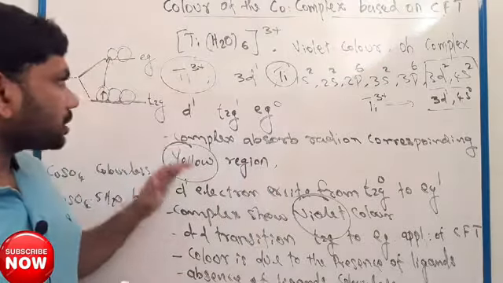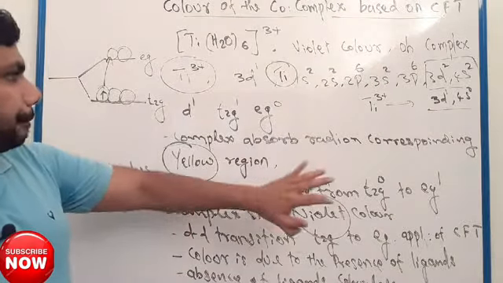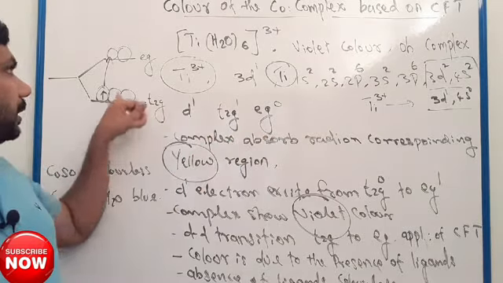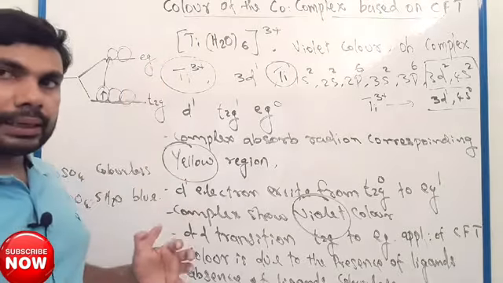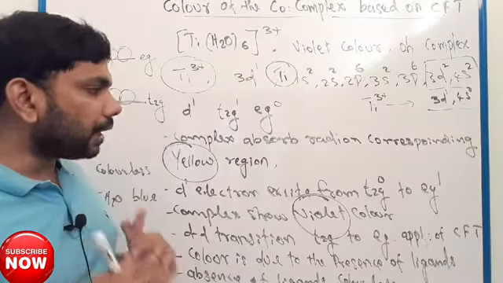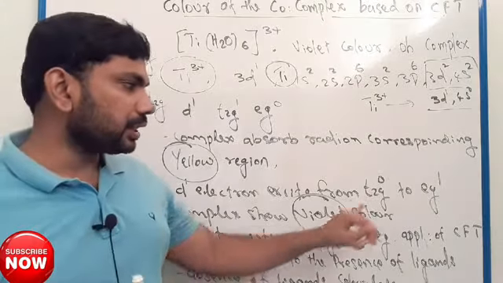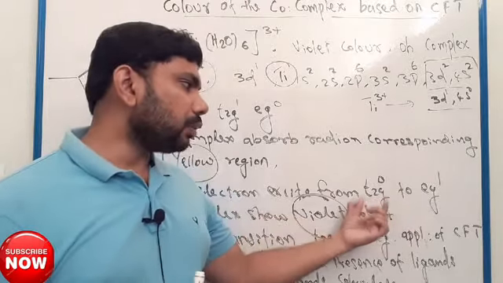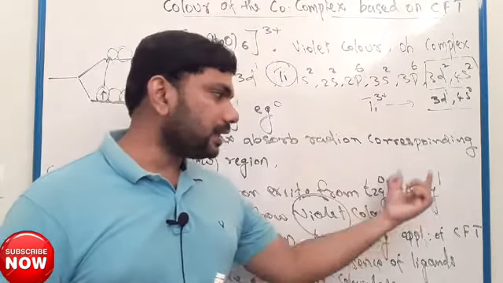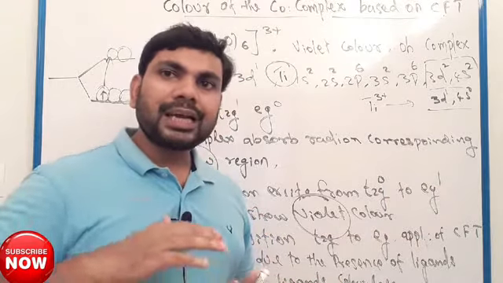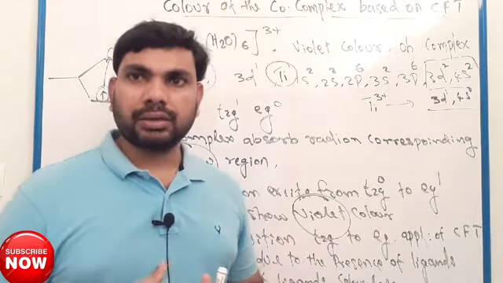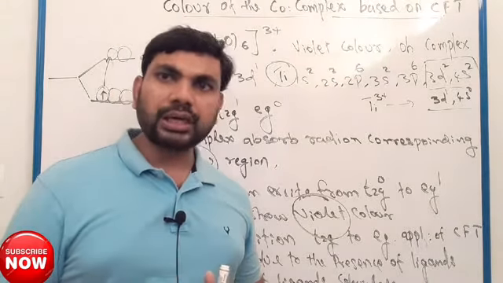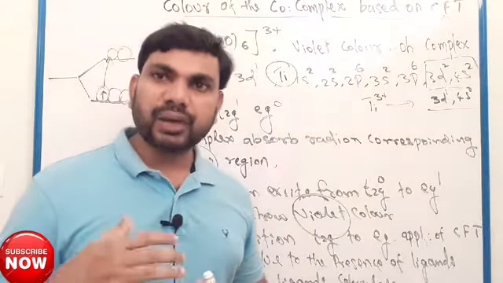Before, it was t2g1 eg0. In the beginning, after passing suitable frequency radiation, this electron moved from t2g to eg. Now it is t2g0 and eg1. This electron transition produces color. It absorbed radiation corresponding to the yellow region and there is a transition of the electron.